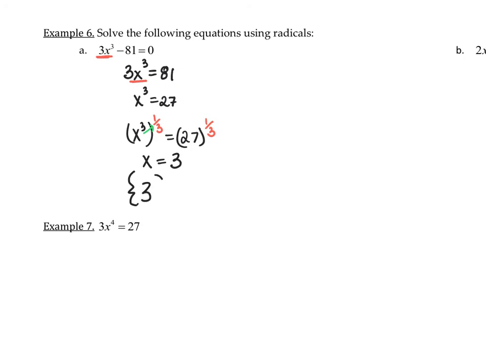My solution set is 3, and you should go ahead and make sure you go back and check. So plug 3 into the original expression. You get 3 times 27 is 81, subtract 81, which is, in fact, 0.